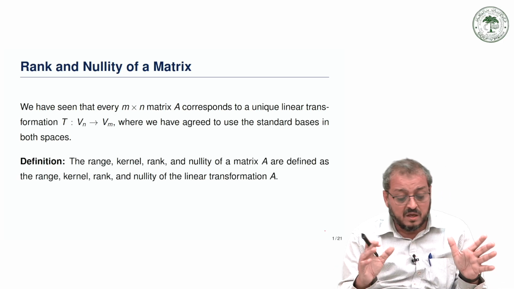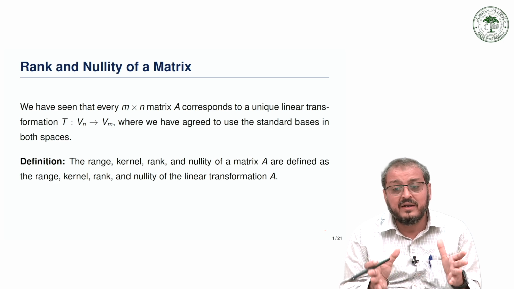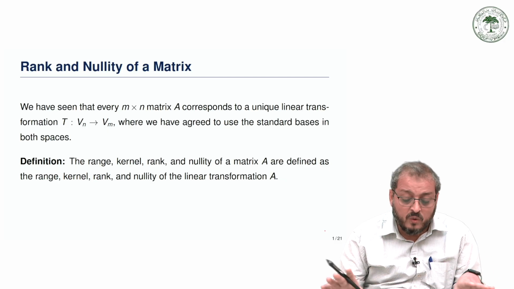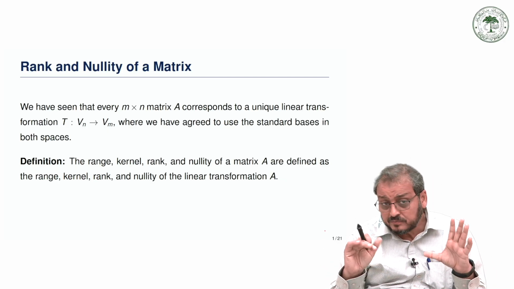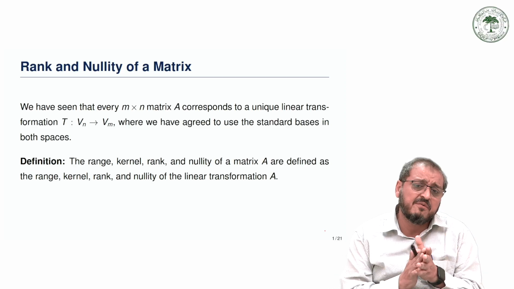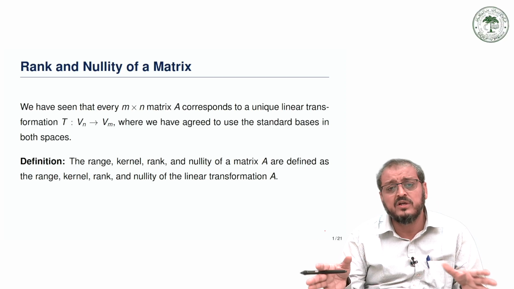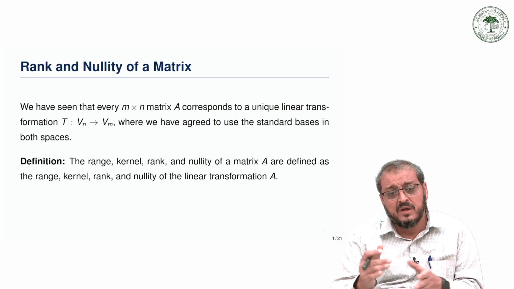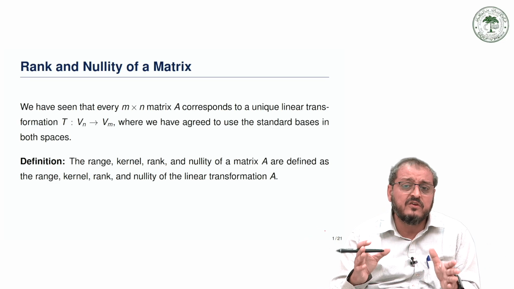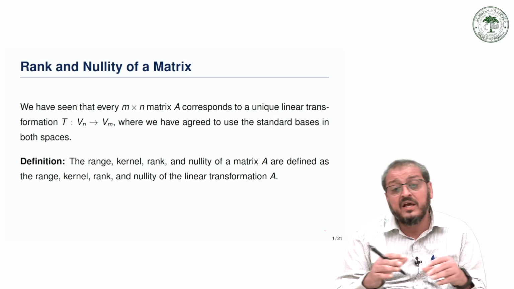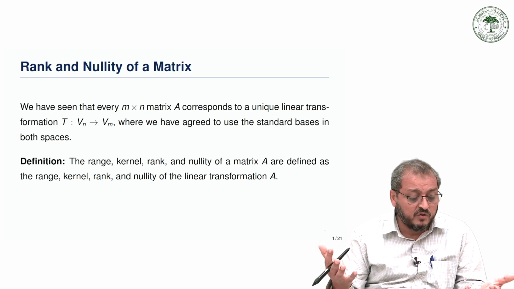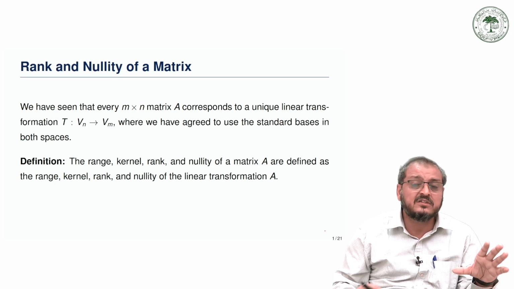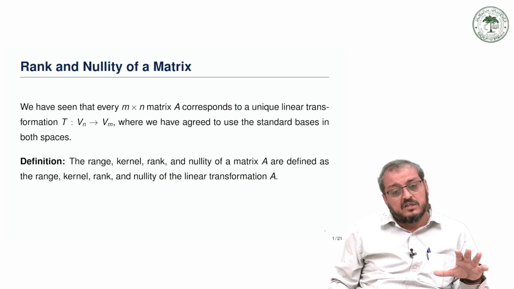So the range, kernel, rank, and nullity of a matrix are defined as the range, kernel, rank, and nullity of a linear transformation. One thing is very basic: in the last class, given a matrix, we find a unique linear transformation. If we have an m by n matrix, it gives a map from Vn to Vm. So we find the linear transformation, and we know how to find the rank, nullity, and kernel of a linear transformation. Rank is the dimension of the image of the linear transformation.